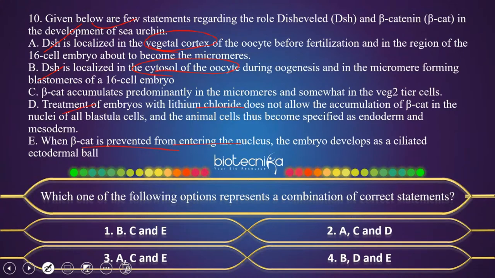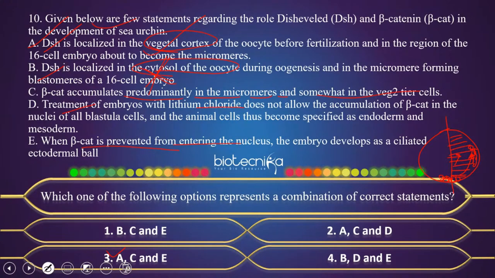Okay, many of you have given me answers. So DSH, Disheveled, is responsible for the dorsal side specification in sea urchin. Initially, they are present at the vegetal cortex, but because of cortical rotation, they come over here. So that's why beta-catenin is expressed only in the dorsal side. So it's not present all over the cytosol. No, it is expressed only in the vegetal cortex. A is correct.